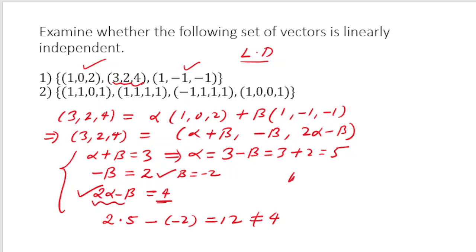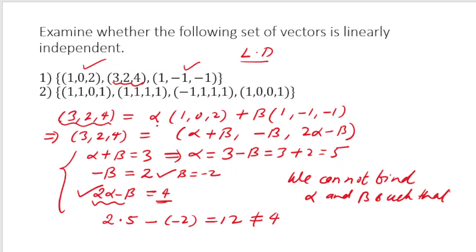It means that we cannot find any value of alpha and beta. We cannot find alpha and beta such that this condition, that 3, 2, 4 is alpha times this plus beta times this, is satisfied. So it means that these three vectors are linearly independent vectors, right? Now I hope you have understood the meaning of linearly independent vectors. So let us take few more problems to understand this concept better.